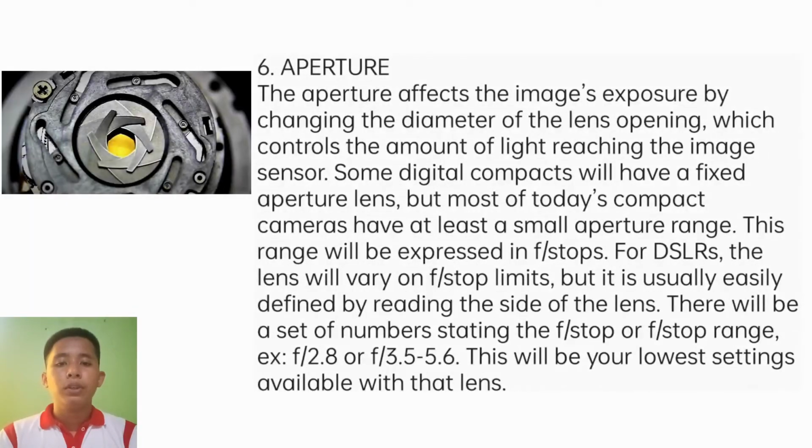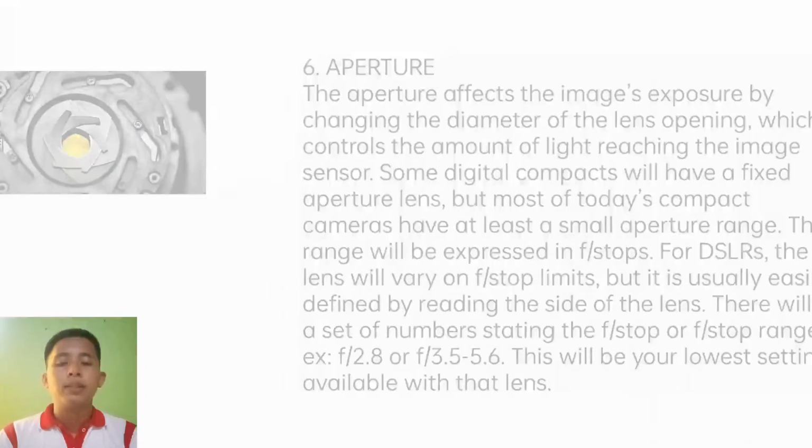Number 6, aperture. The aperture affects the image exposure by changing the diameter of the lens opening, which controls the amount of light reaching the image sensor. Some digital compacts will have a fixed aperture lens, but most of today's compact cameras have at least a small aperture range. This range will be expressed in f-stop. For DSLRs, the lens will vary on f-stop limits, but it is usually easily defined by reading the side of the lens. There will be a set of numbers stating the f-stop or f-stop range, for example, f2.8 or f3.5 to 5.6. This will be your lowest setting available with that lens.